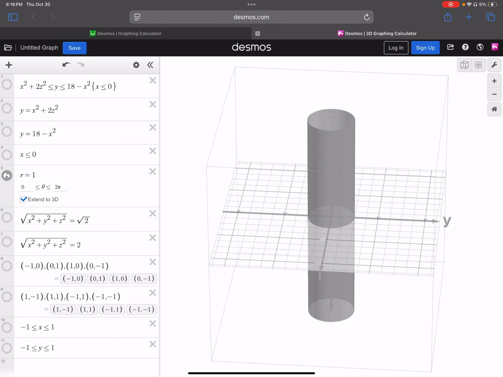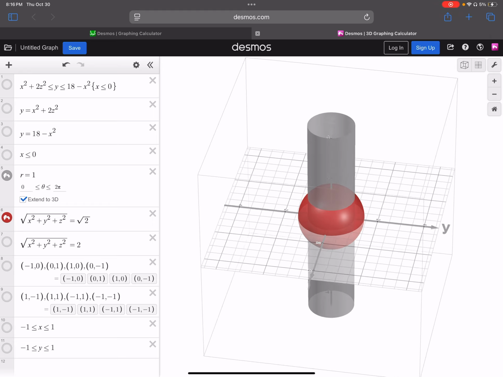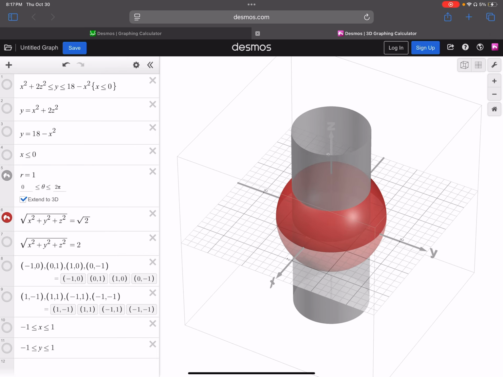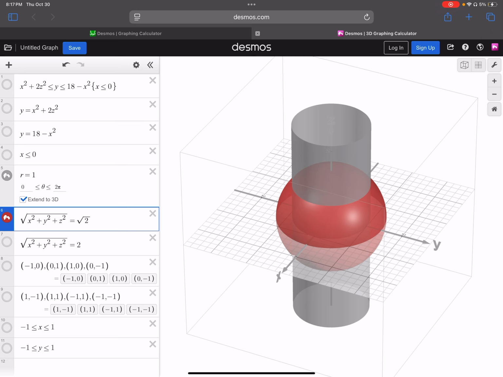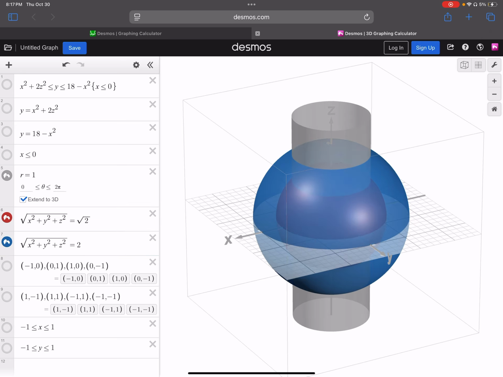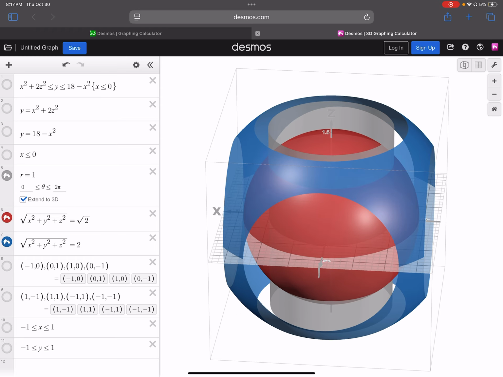The other bounds is that we had rho equals square root of 2, but I converted that to just the Cartesian coordinates, x, y, z, so that way we can see that better. So it's outside of the cylinder, and then it's between this red one and this blue one. So this is the equals 2. So the region is going to be right in between there.